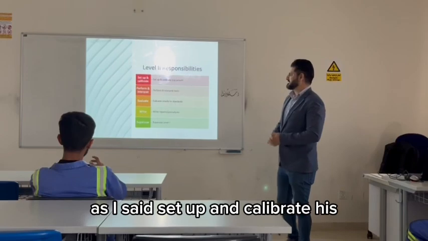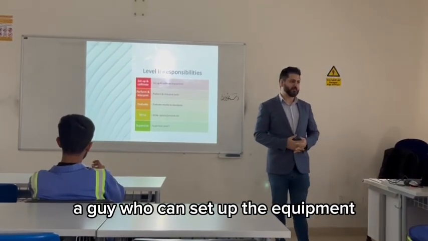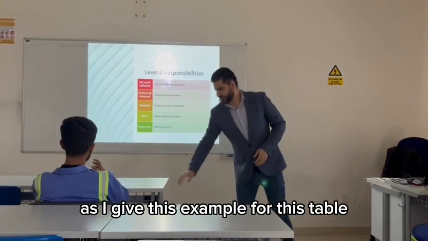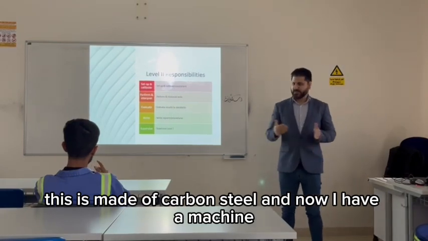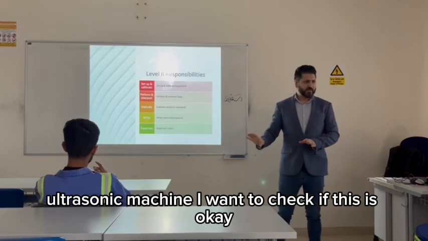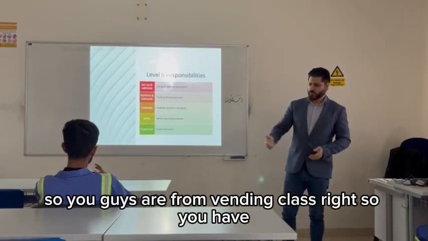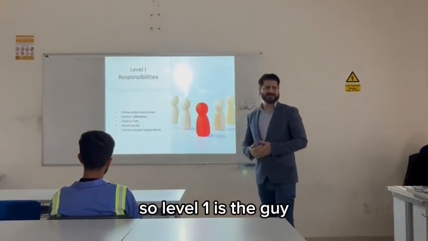Now, similarly, we have responsibilities for the level 2. As I said, set up and calibrate. He's a guy who can set up the equipment. Let us say, as I give this example for this table, this is made of carbon steel, and now I have a machine, an ultrasonic machine. I want to check if this is okay. So you guys are from welding class, right? So you have joined level 1.